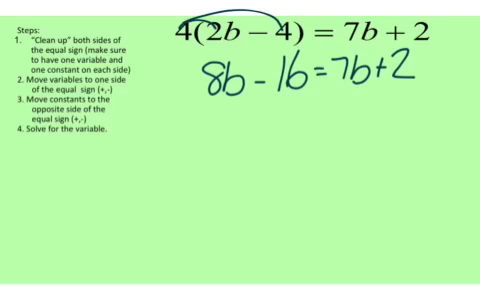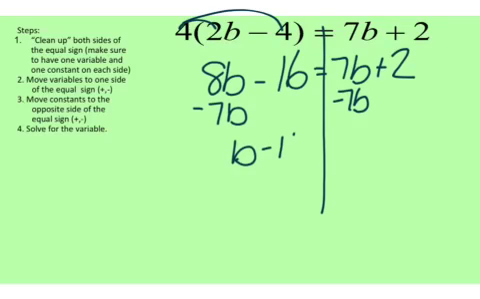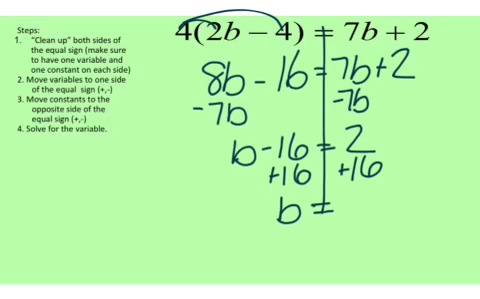Start with variables. So this is a positive 7b. I'm going to subtract 7b. Sorry, I should have put my line in there. From both sides. Now I have b minus 16 equals 2. I'm going to subtract or change my constant to get it to the other side. So add 16 to both sides. And now I have b equals positive 18.